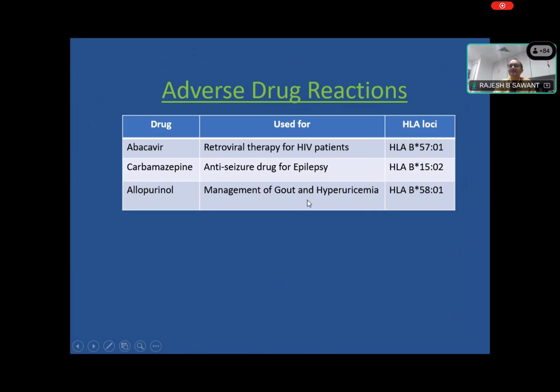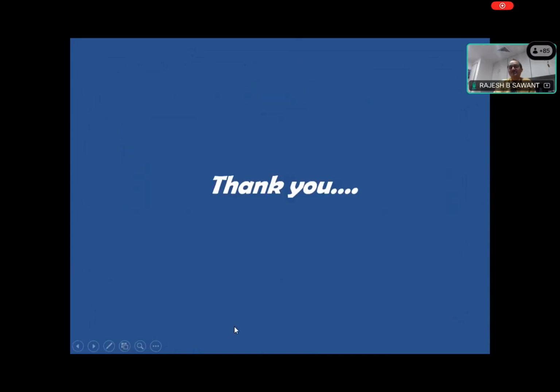Or when you are managing gout or hyperuricemia, you may want to look for B5801 before starting allopurinol. So that is the application of HLA in adverse drug reaction testing.